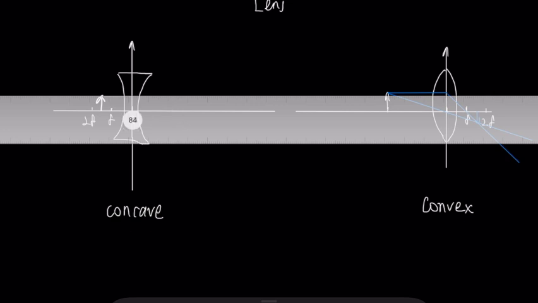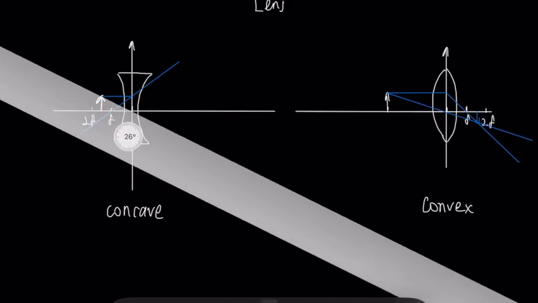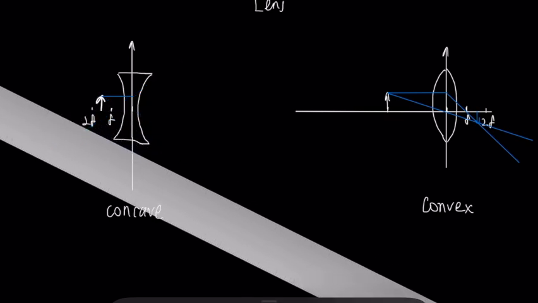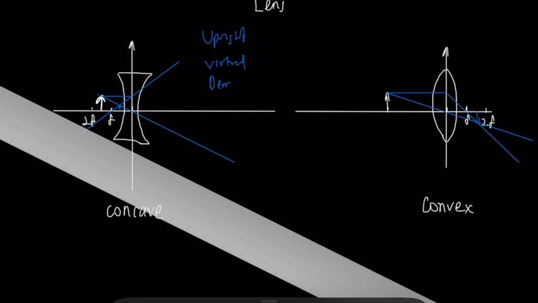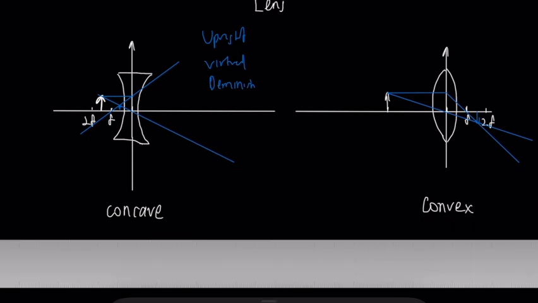And then going up from here, the result should be the same. It goes to the lens, goes through the focal point, goes through the middle. Second law, it goes through the middle and forms the same thing. Again, upright, because it's upright it's virtual, and it's diminished. Okay, now you can move on to the convex.